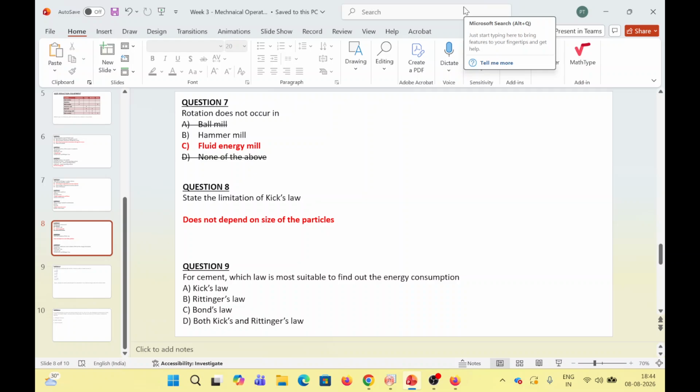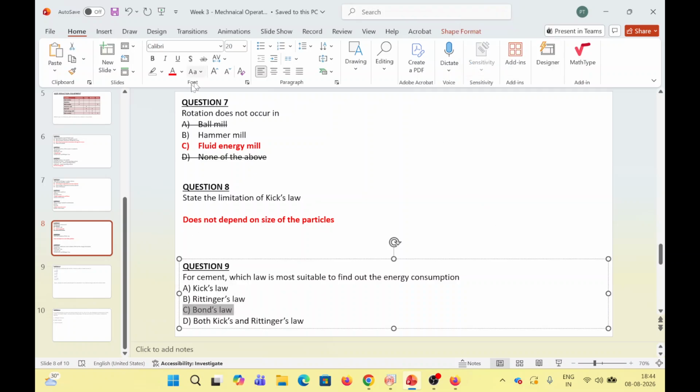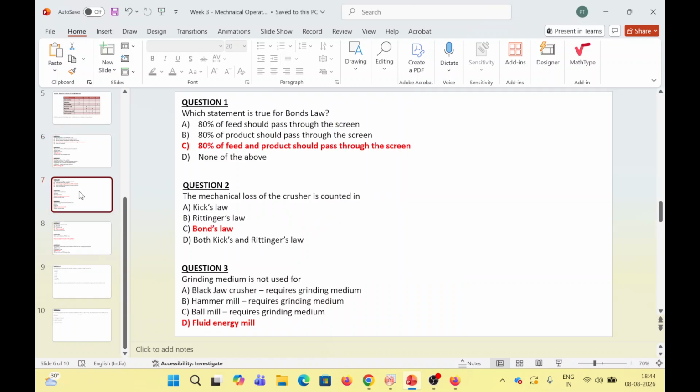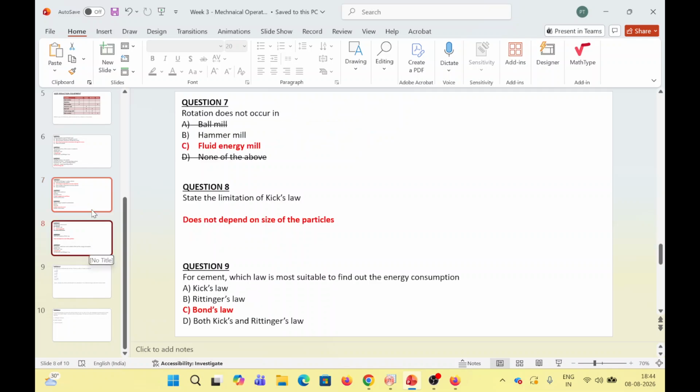So it's going to be Bond's law, because cement is going to be something of a material which is going to be the intermediate size. So that is the reason Bond's law is going to be the most suitable law to find out the energy consumption. So any questions in the first 9?